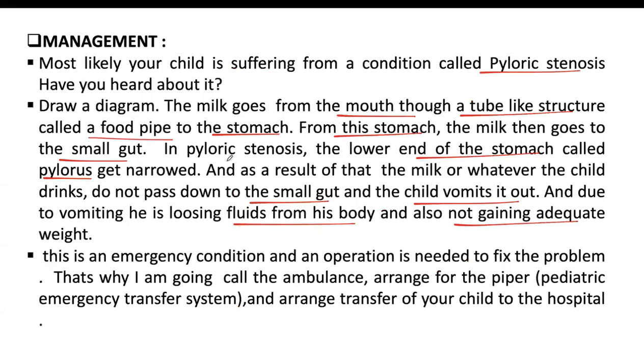All right, everyone, let's continue then. So we have finished up to pyloric stenosis. Now we're going to intussusception.